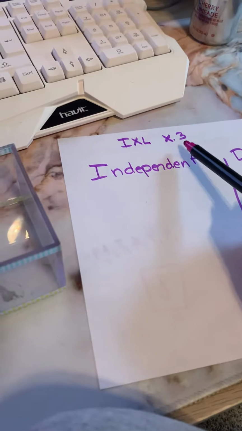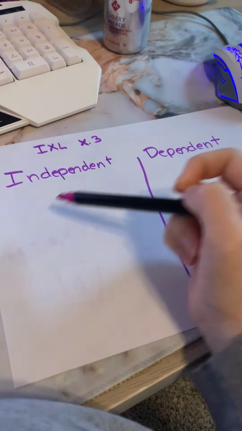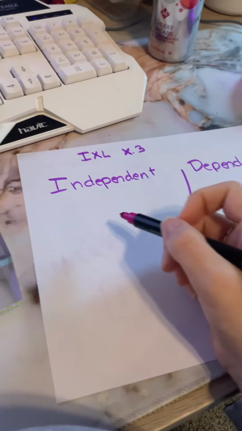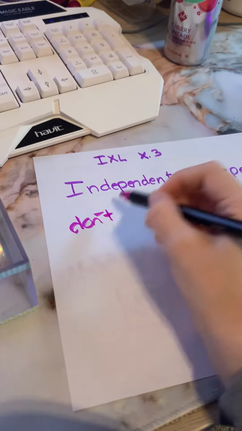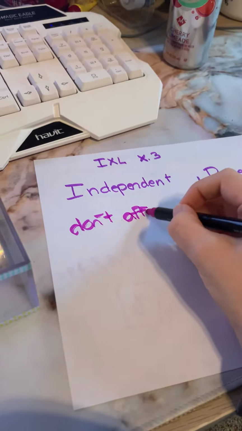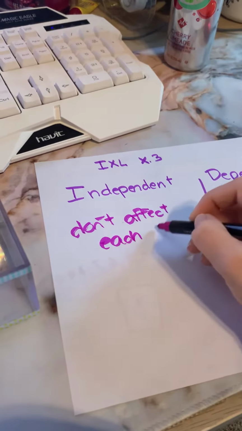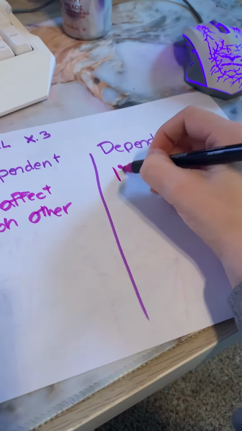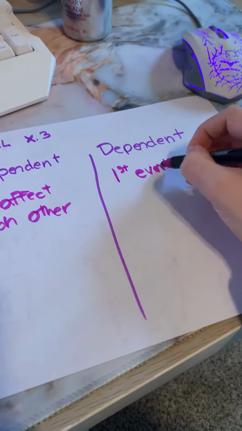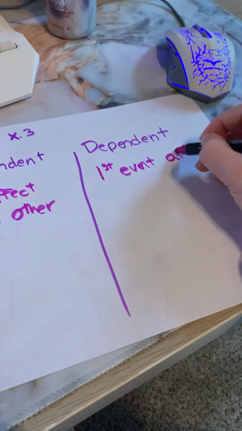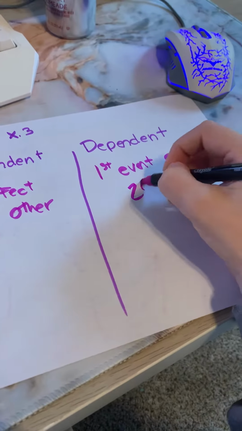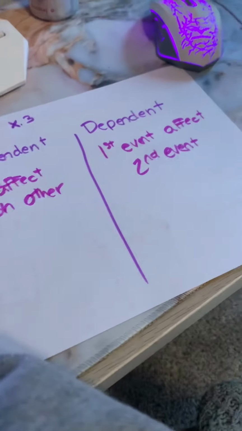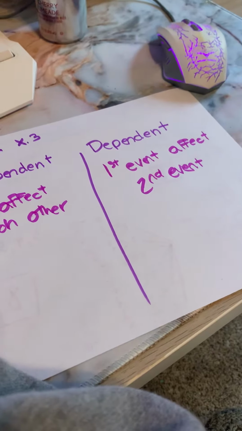IXL X.3 is about independent versus dependent events. Independent events means that they have nothing to do with each other. They don't affect each other. So that's the independent. Dependent means the first event will affect the second event. So whatever happens in the first one is going to change the second one.